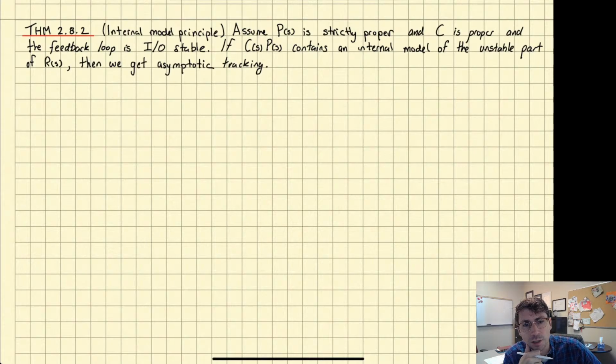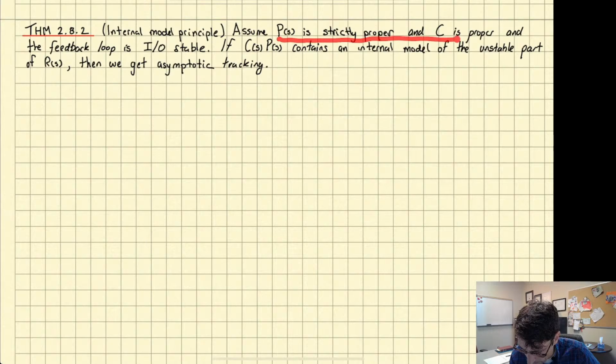Okay, so the internal model principle says, assume that the plant is strictly proper, the controller is proper, and that the feedback loop is I/O stable. This notion of strictly proper is sort of a technicality. This is just to make sure that the loop is well defined, that there are no undefined transfer functions.